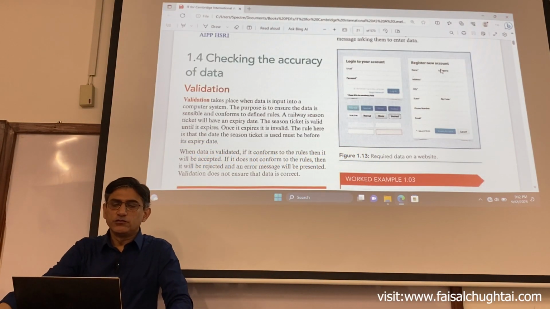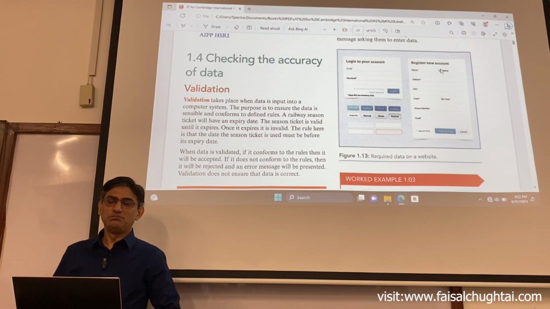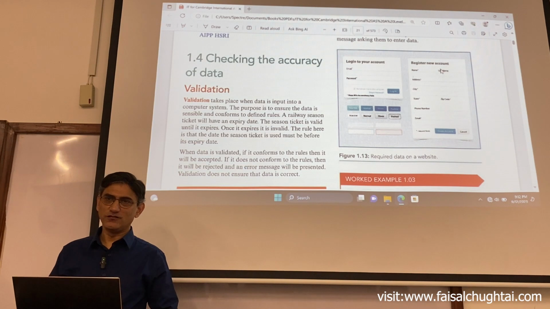Okay, let's start. Today's topic is checking the accuracy of data. You might be wondering why we are talking so much about data, since the start of this chapter.